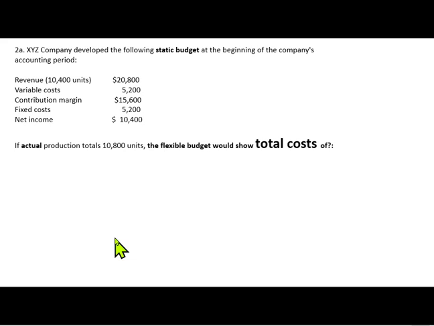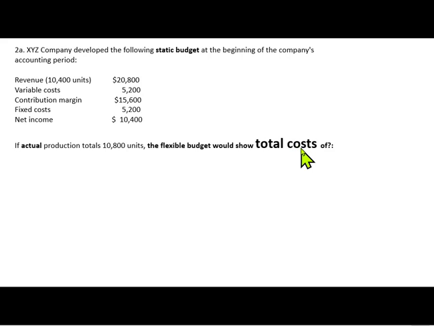Second question. XYZ company developed the following static budget at the beginning of the company's accounting period. They had revenues based on 10,400 units, and that's a total of $20,800. Variable costs were a total of $5,200. Contribution margin was $15,600, fixed cost $5,200, and net income would be $10,400. If actual production totals 10,800 units, the flexible budget would show total costs of what?